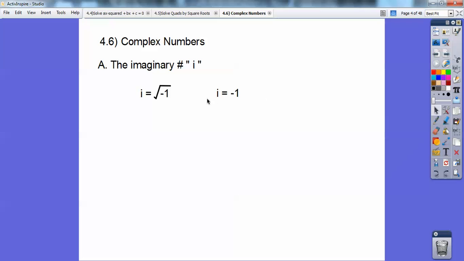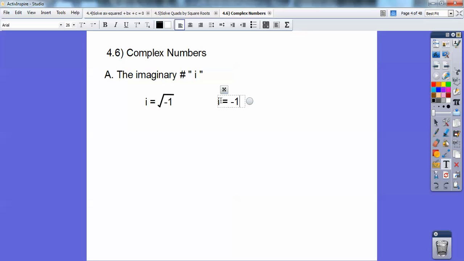Okay, so whoops, this is i squared. I forgot to do something right here. So if i equals the square root of -1, then by squaring both sides, it'll get rid of that radical, and i squared will equal -1. Can you see that? When I square that side and square that side, it gets rid of the radical. So i is the square root of -1, and then i squared just equals -1.